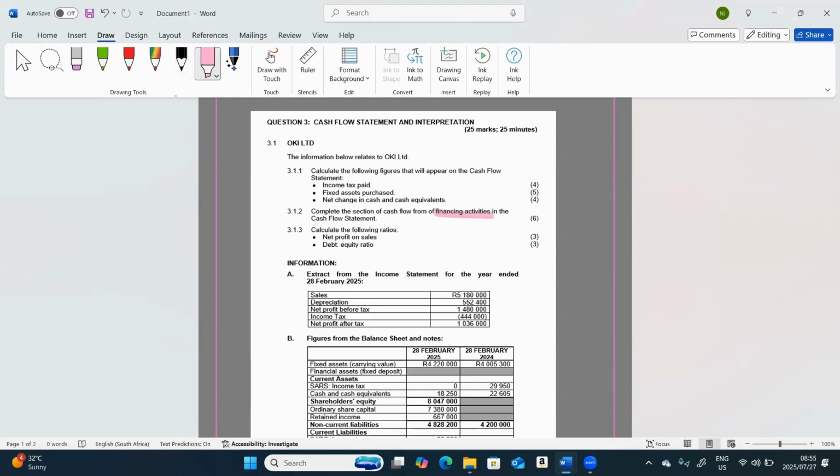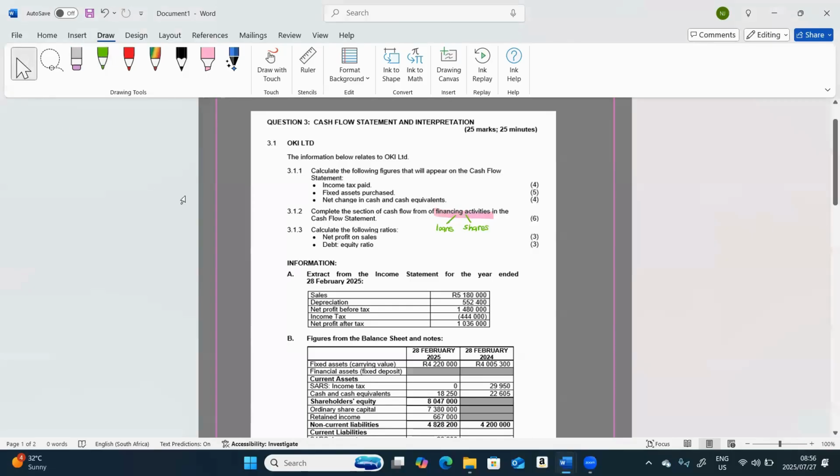Now, to make this easy for you guys, please always do this when they ask you to complete a section of financing activities. Just write for yourself that for financing activities, I have to look for 2 things in the information. I have to look for all information and balances that relate to loans, my loans, increase or decrease in loans, and then also the repurchase or the issuing of shares. That is what you do when you see that you have to answer your financing activity section of your cash flow statement: your loans and your shares, for 6 marks.